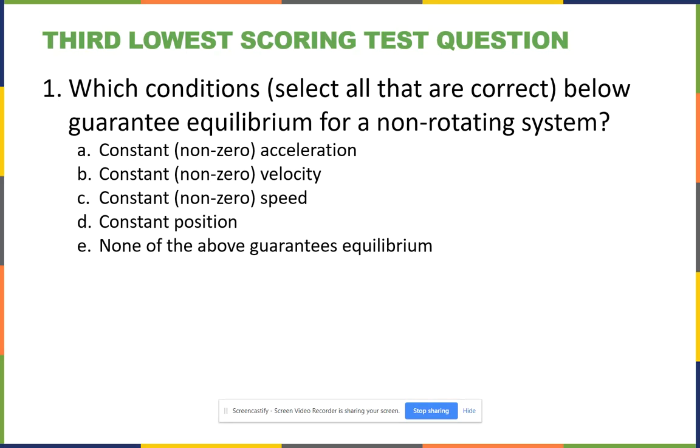Yeah, so the most common answer was only answering B. The second most common answer was answering B, C, and D. And the reason C is not correct is because you could have a change in direction and still have a constant speed.